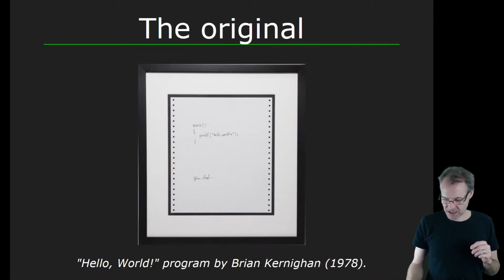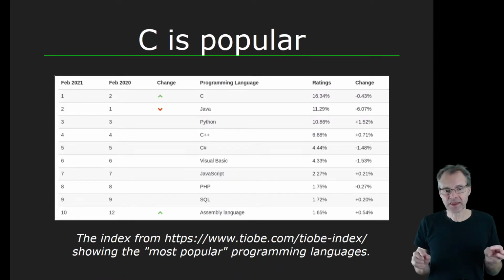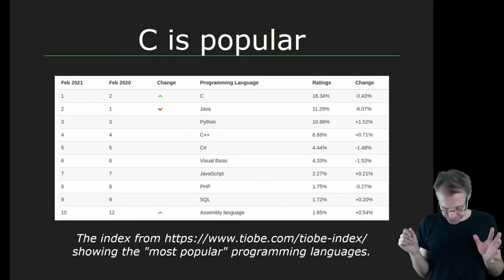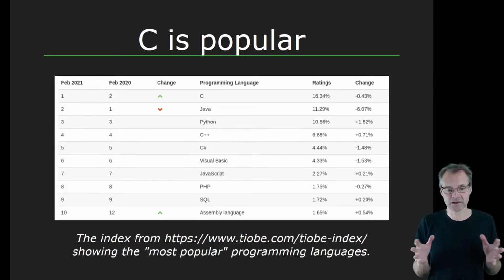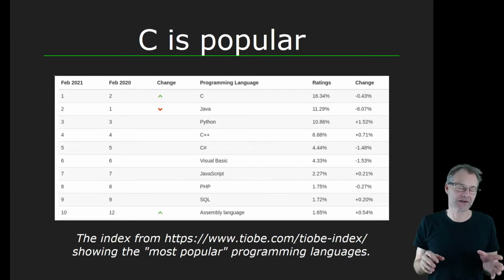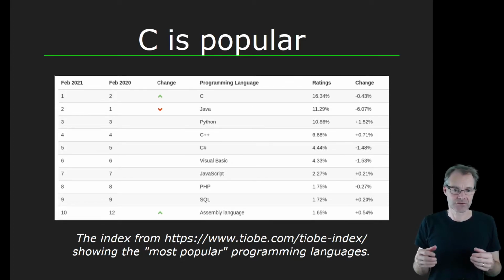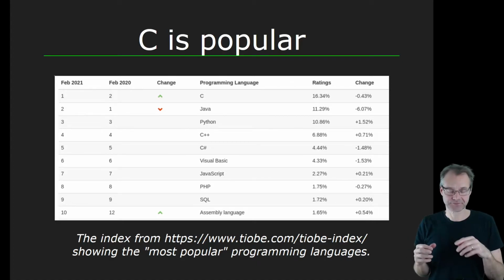Pretty much like my Hello World, actually. The C language could be, we could say, a pretty popular language. Here we have a survey, the index from TIOBE, where they compare the most popular programming languages. And if we refer to this particular result, they say that C is on top.